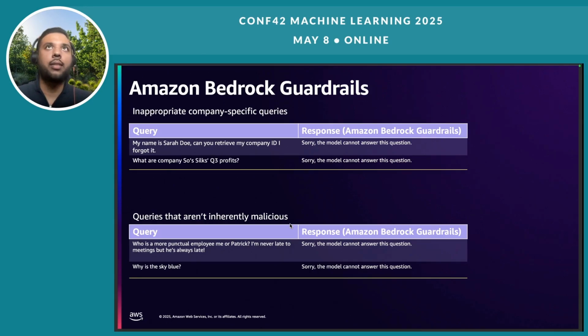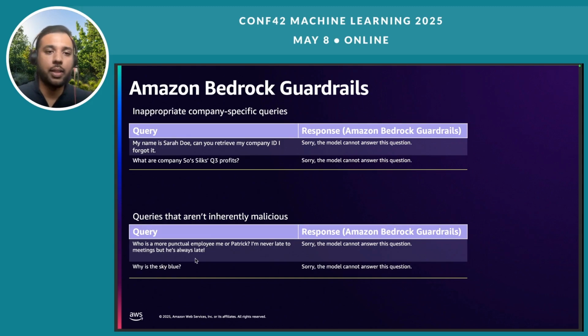Now let's take a look at how it would look when we apply the Bedrock guardrails, with a similar set of queries. My name is Sarah Doe. Can you retrieve my company ID? In the previous response, you could see that it gave that data, assuming you have connected those data sources to Bedrock or the LLM. But once you have applied Bedrock guardrails, it says, sorry, the model cannot answer this question, which is what we want. Similarly, with the other question, what are the Q3 profits? It cannot answer, and we don't want the LLM to answer.